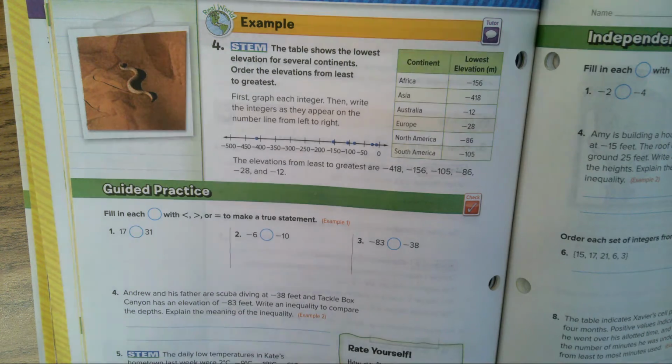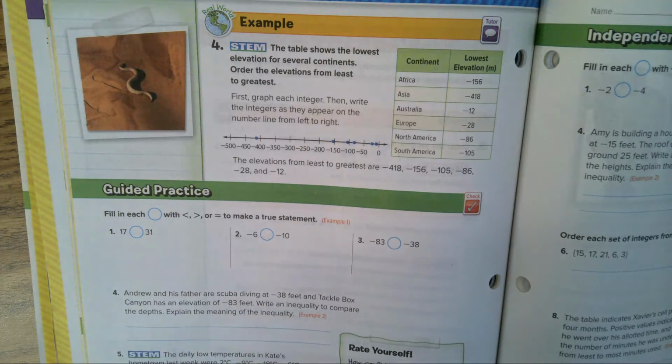Asia's is negative 418 meters. Australia's is negative 12 meters. Australia must not have many deep lakes, you know. At 12 meters isn't that deep, is it? Theirs must be more shallow. Europe, negative 28 meters. North America, negative 86 meters. I'm guessing that's probably one of the Great Lakes. You know, they were probably pretty deep. And South America, negative 105 meters.